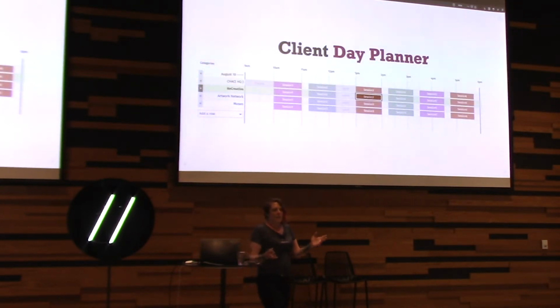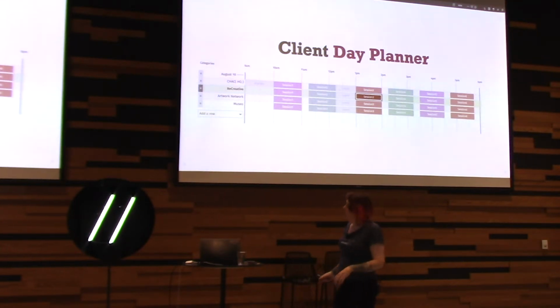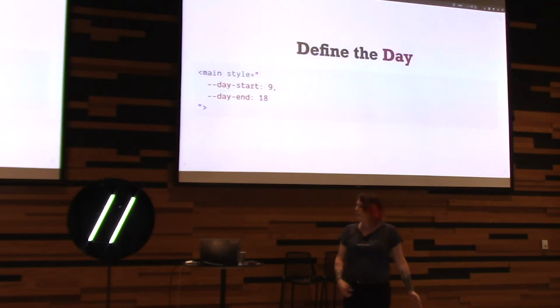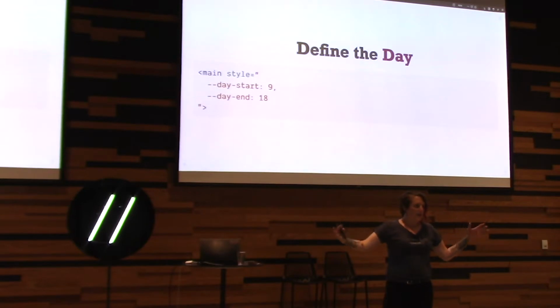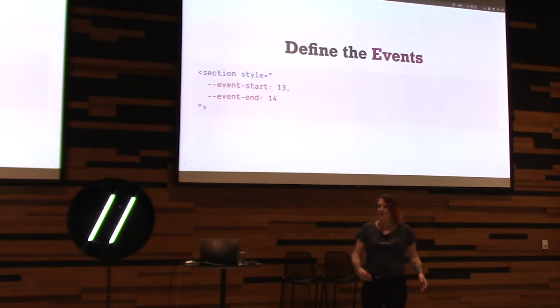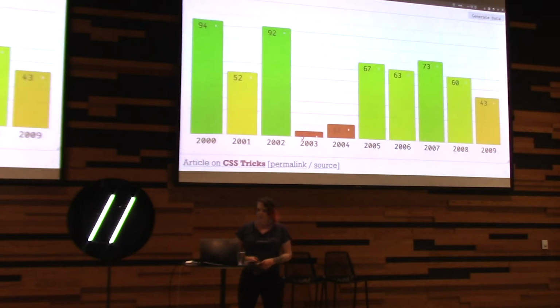So this is where I started to really play with these things. We had a client who needed this day planner. And I looked at that and I said, okay, that's a grid, and I've got a couple variables. I've got the start of the day and the end of the day. How long is the day? And that will give me the number of columns that I need. And then I have, for each event, where does the event start? Where does the event end?